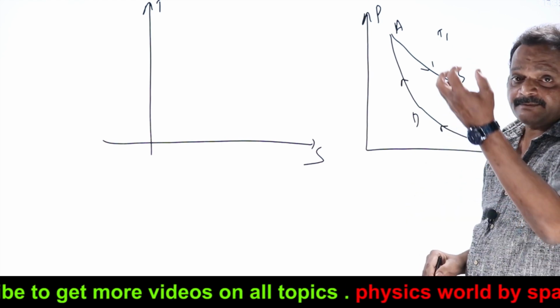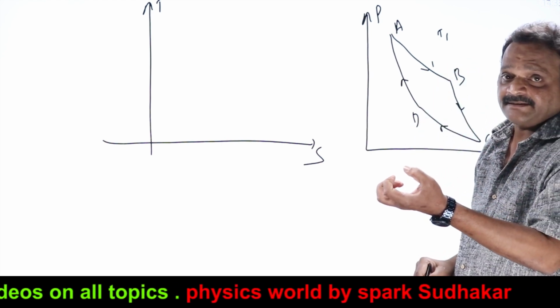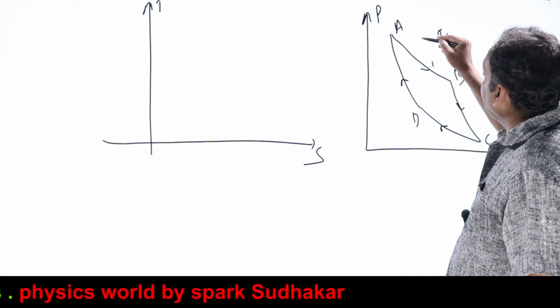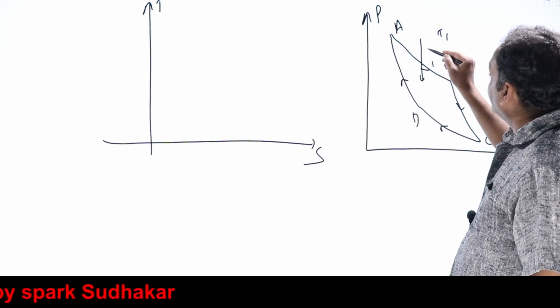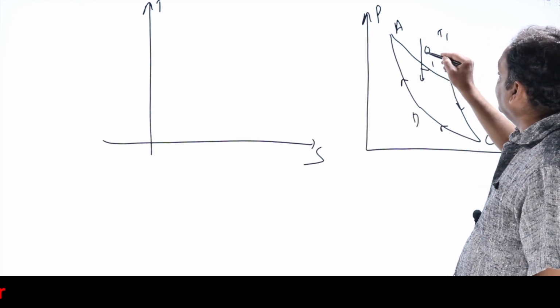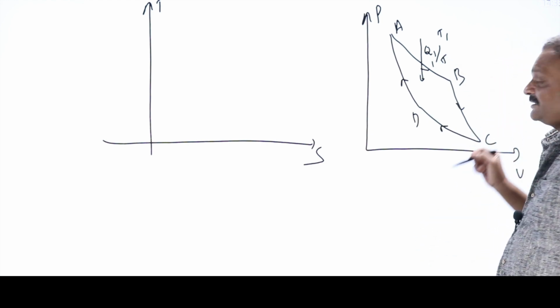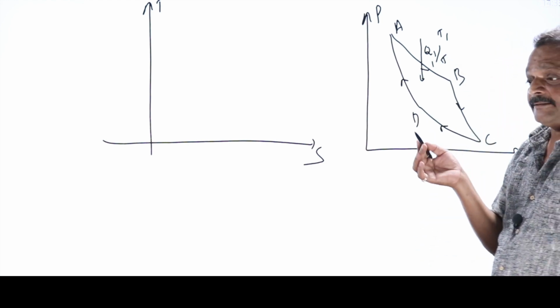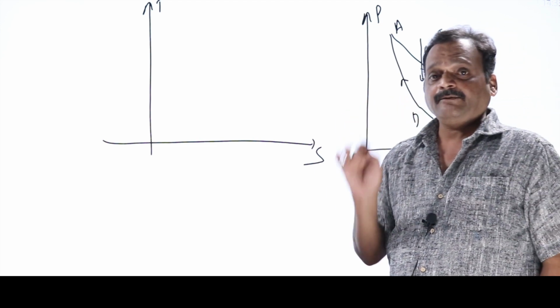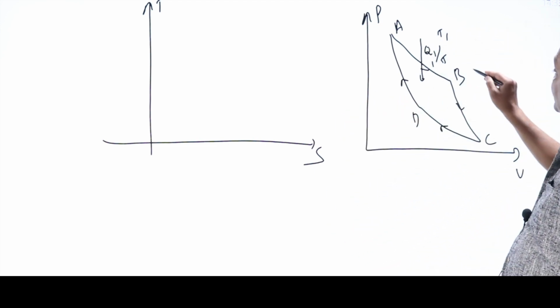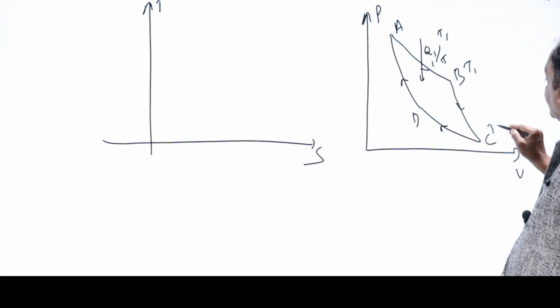The system absorbs Q1 amount of heat from the source at high temperature T1. So Q1 amount of heat is absorbed. What is the increase in entropy of the system? Q1 by T1. B to C is a reversible adiabatic process. In a reversible adiabatic process, delta Q equal to 0, change in entropy is equal to 0, but the system's temperature falls down from T1 to T2.